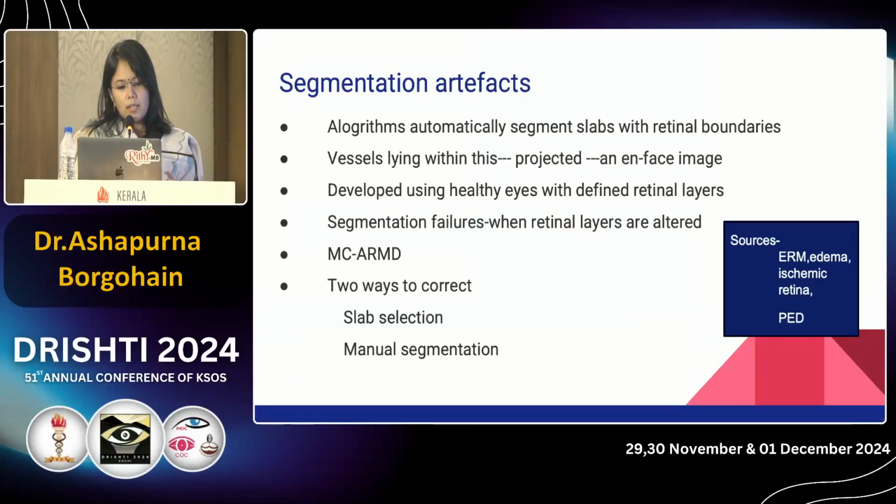So these OCTA algorithms automatically segment slabs with definite retinal boundaries, and the vessels within that are projected as an en-face image. But these were developed using healthy eyes with defined retinal layers. Segmentation failures can be seen if these retinal layers are altered, like in ERM, edema, ischemic retina, or PED. But we can correct it in two ways, either by slab selection or by manual segmentation.